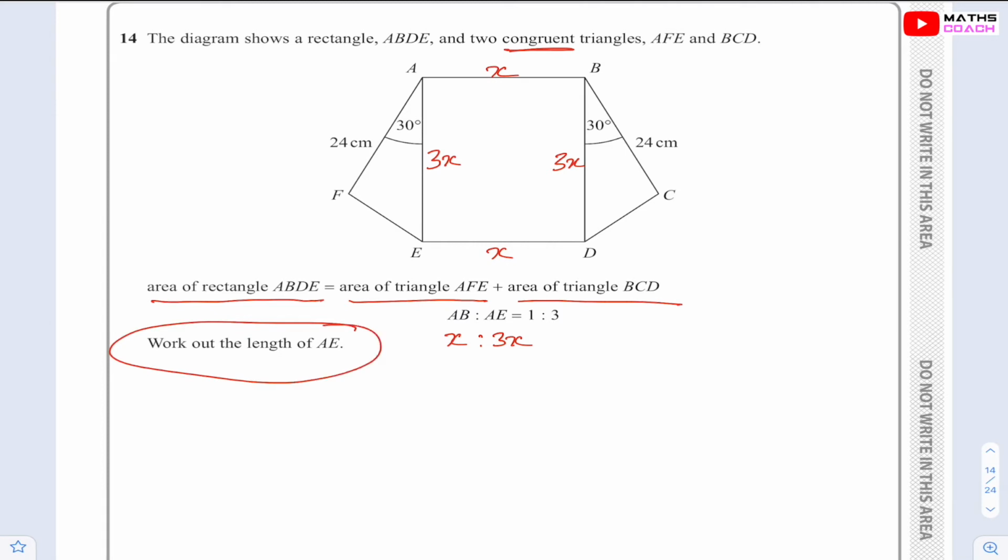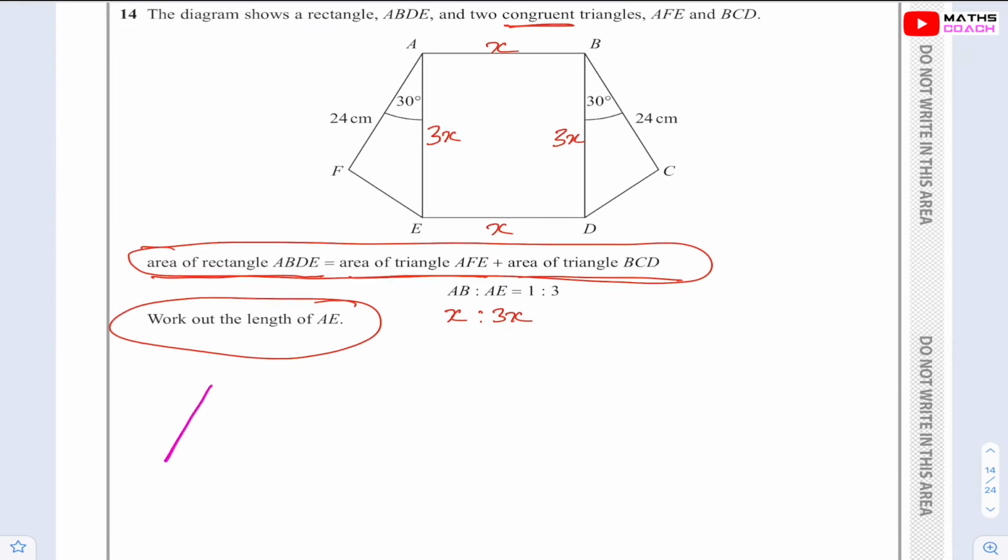All right, the question says to work out AE. So let's make a note of AE. We want to work out the length right there, which is basically working out what 3x is. How can we do that? Well, we can go back to this piece of information right there, where the area of the rectangle is equal to the area of both the triangles. So let's find the area of the triangle. This is 30, this is 3x, and this is 24 centimeters.